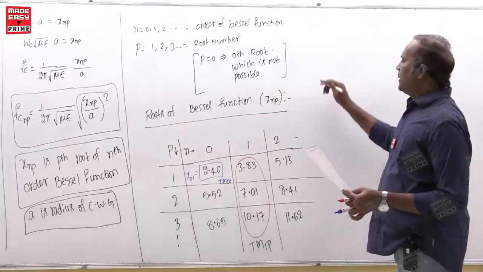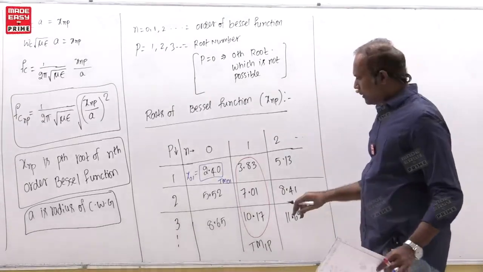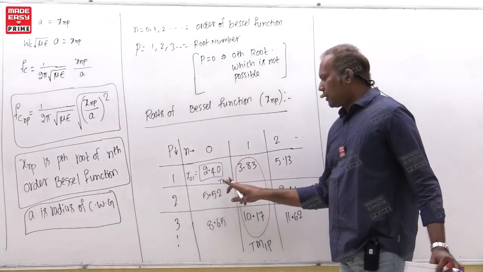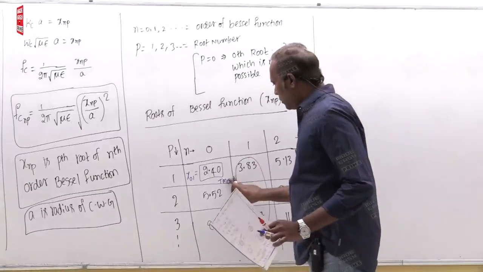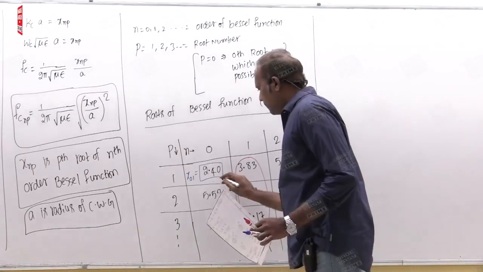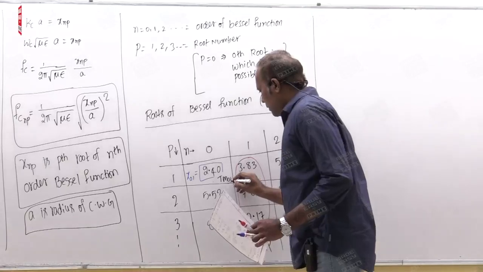Once again, students, coming to here now, this has the least root value. So this is the dominant mode. TM01 is the dominant mode. Is it visible to you? I will write with the black ink. TM01.